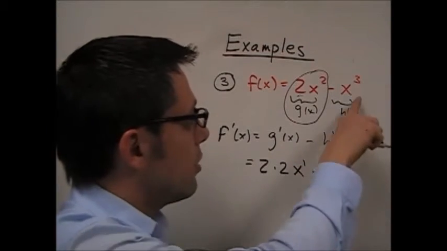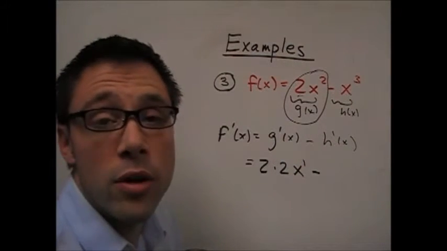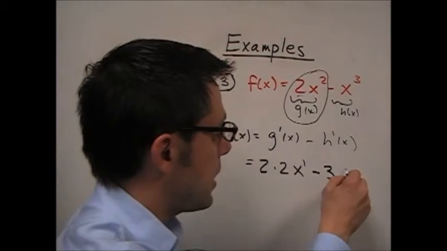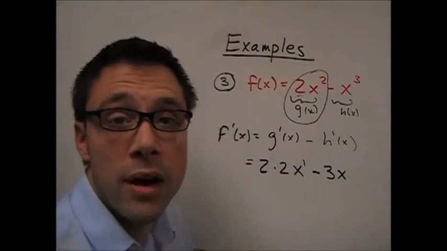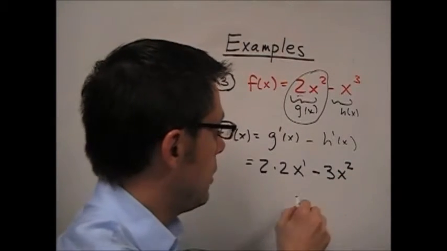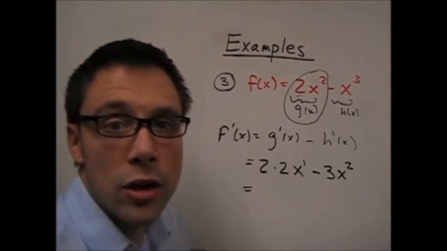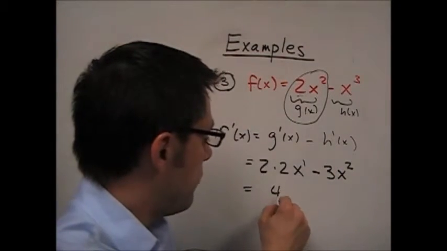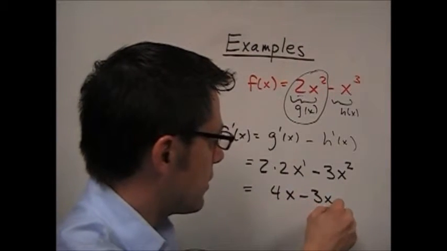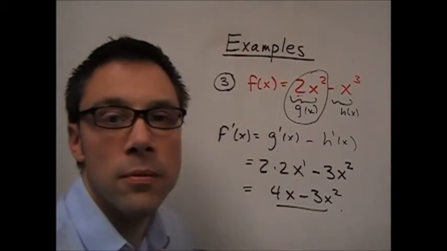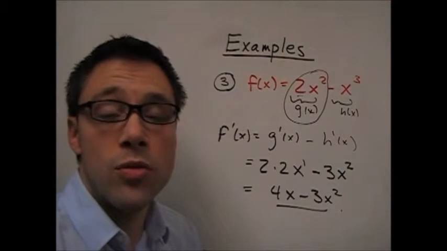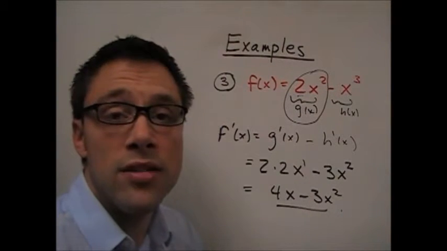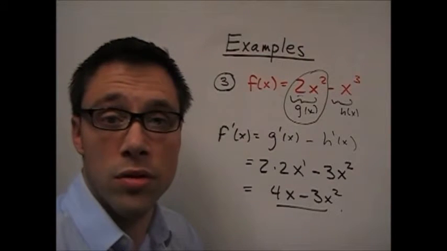Minus the derivative of x cubed. Remember, again, we're using the power rule, so the 3 comes down, leave the base alone, and reduce the power by 1. 3 minus 1 is 2. So now I make it look a little nicer, simplify. I get 4x minus 3x squared. That's my answer, okay?